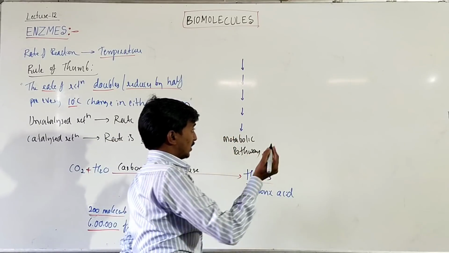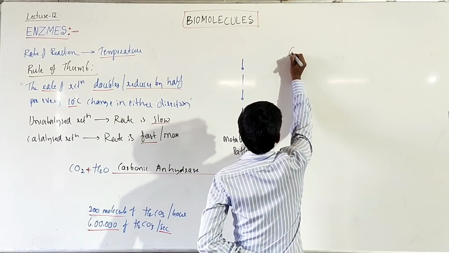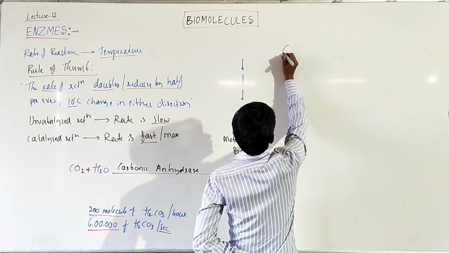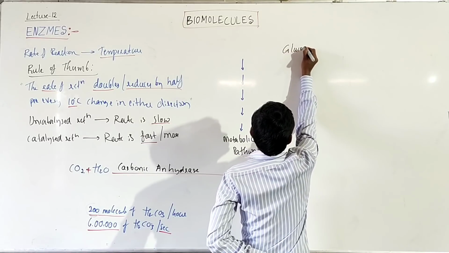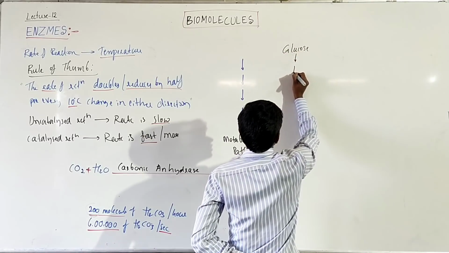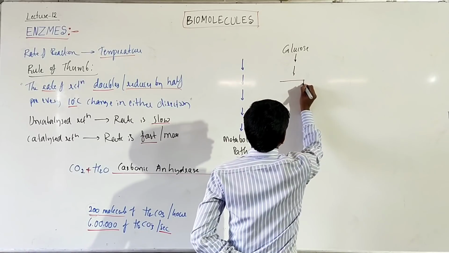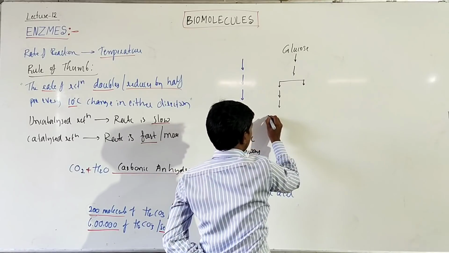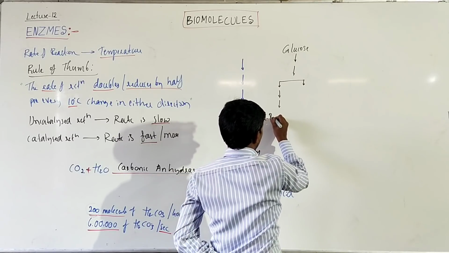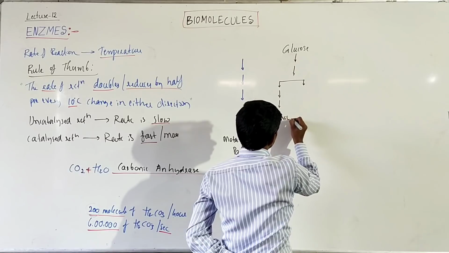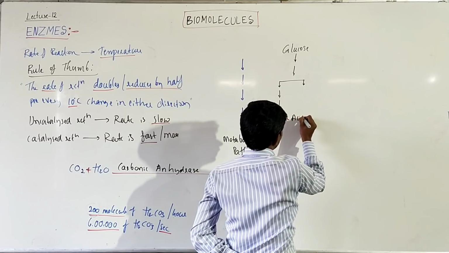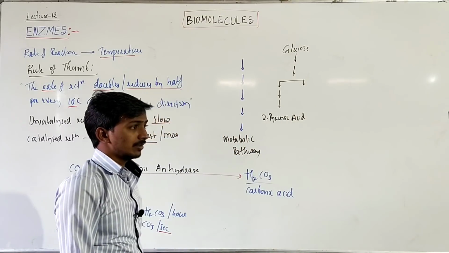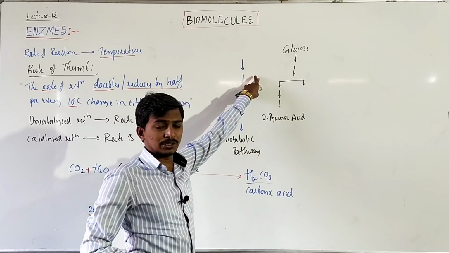Okay, for example, we have glycolysis. In glycolysis, one glucose molecule, by many reactions, will form 2 molecules of pyruvic acid. We will discuss this in chapter 14, respiration in plants.